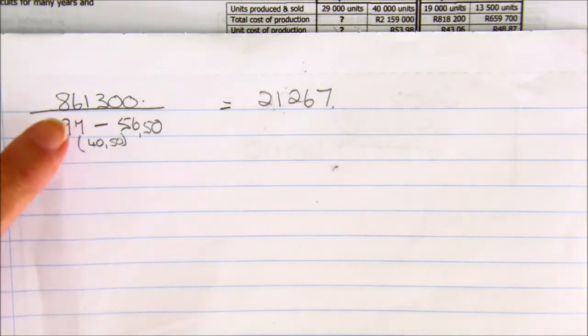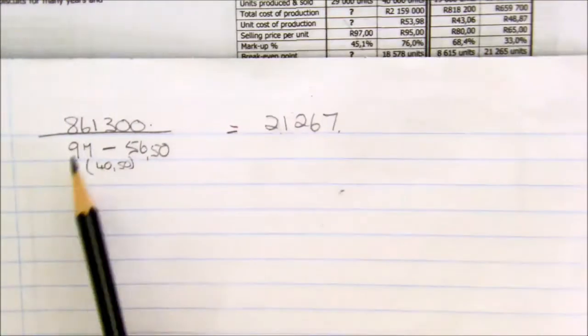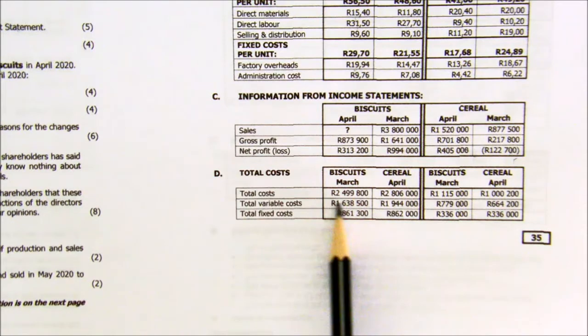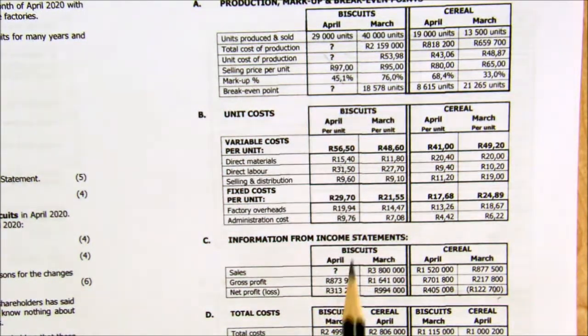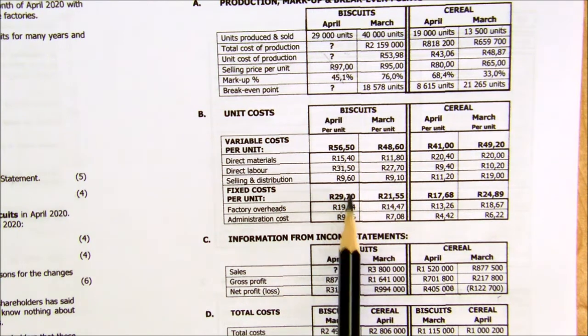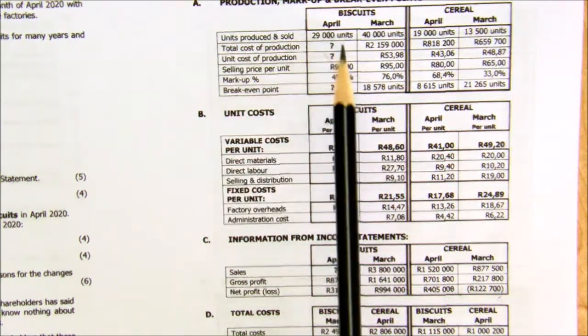So there's a calculation. The fixed costs were given to you right at the bottom, 861,300. You were given the selling price and you were given the variable cost per unit. If we look back over here, there's your total fixed cost, 861,300. Or, if you didn't see that, you could have taken your fixed cost per unit, 29 Rand 70, times the 29,000 units. It would have given you the same thing.